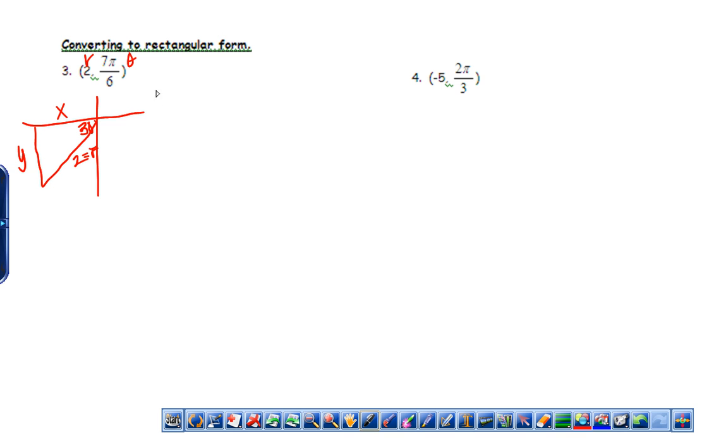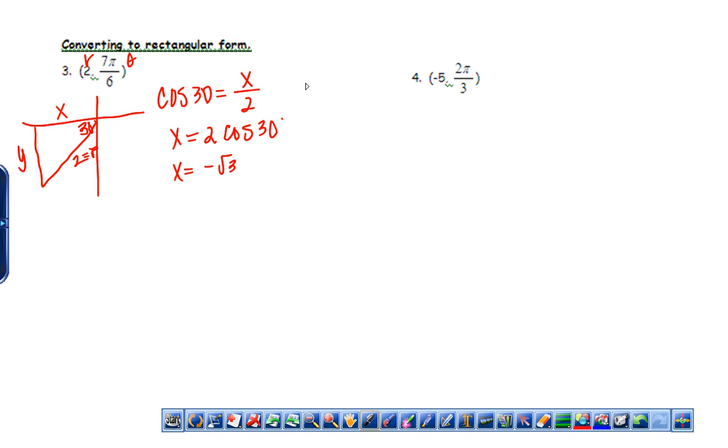If you don't want to, you can say cosine of 30 degrees is equal to, cosine is adjacent over hypotenuse, x over 2, which would in turn give you x equals 2 times cosine of 30 degrees, which is exactly what the shortcut says: take your r and multiply it times cosine of 30 degrees. So go ahead and use cosine, or you could memorize the shortcut. That's totally up to you. Okay, so what I found my x value to be is -√3.